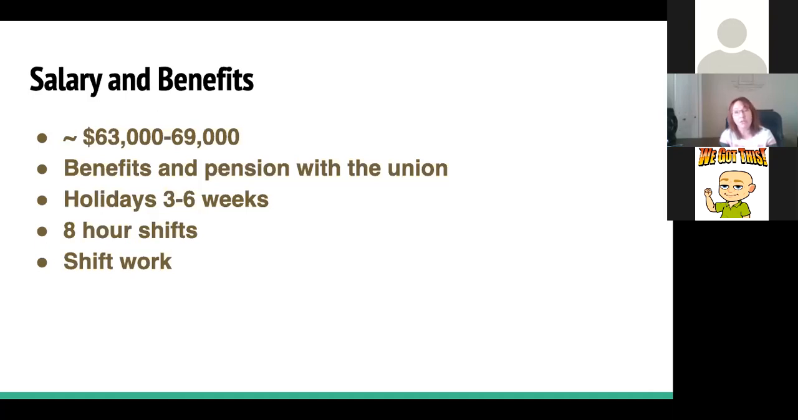You start off holidays about 3 weeks a year, and with your years of service, you can get up to 6 weeks vacation. Our shifts are 8-hour shifts, and we do have shift work.